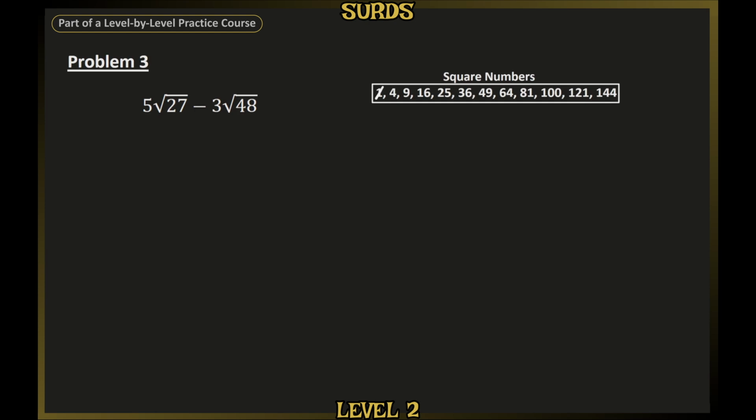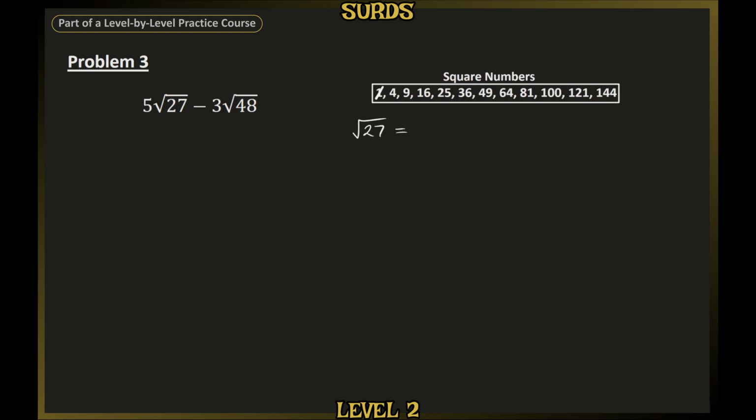In problem 3, we're simplifying 5 root 27 minus 3 root 48. Again, what we need to do here to subtract is first simplify each of the surds so that they both contain the same surd parts. And again, we're going to start with the smallest one, which is the square root of 27.